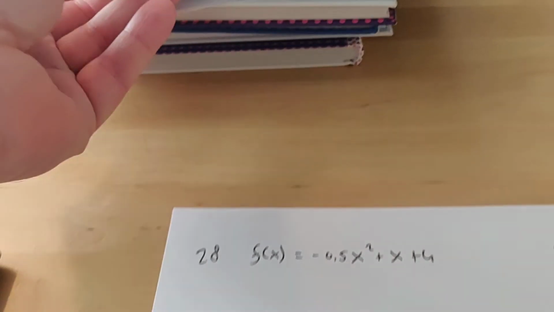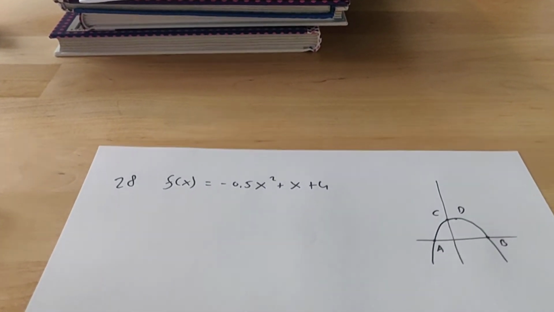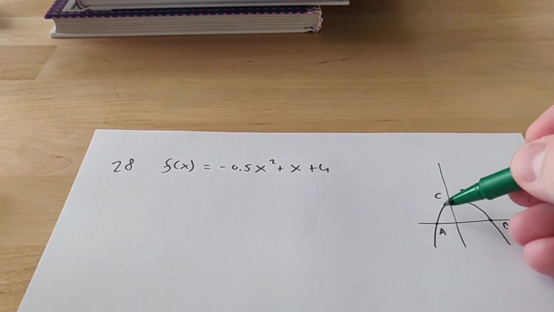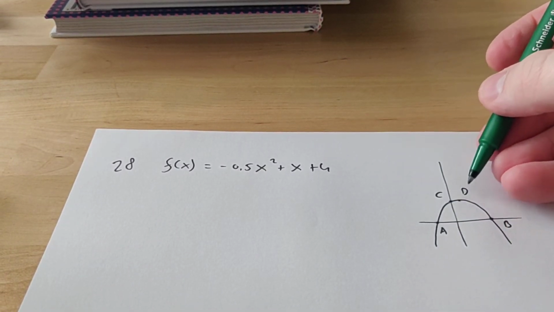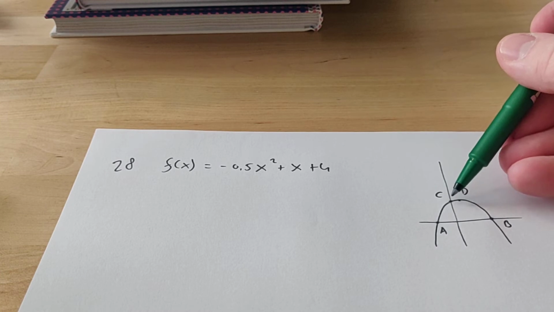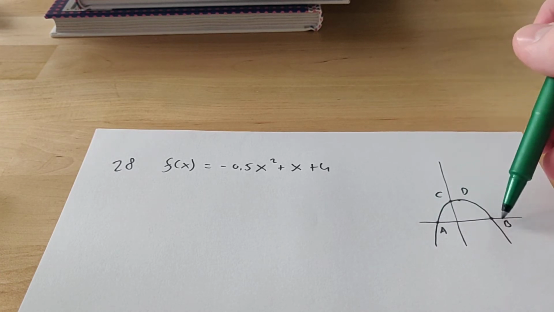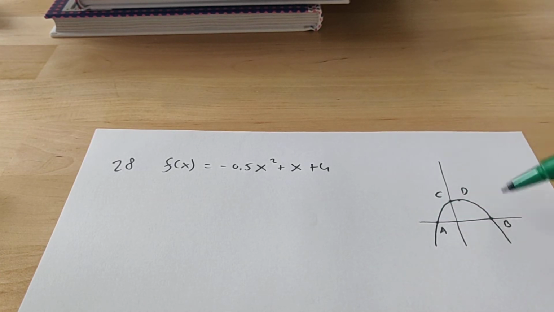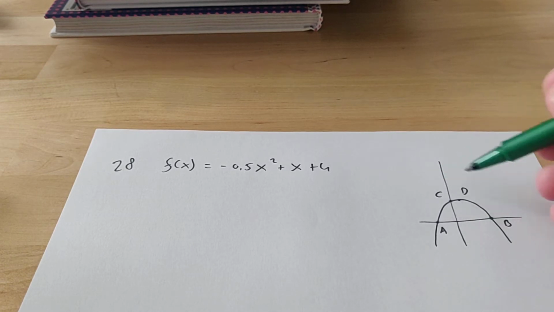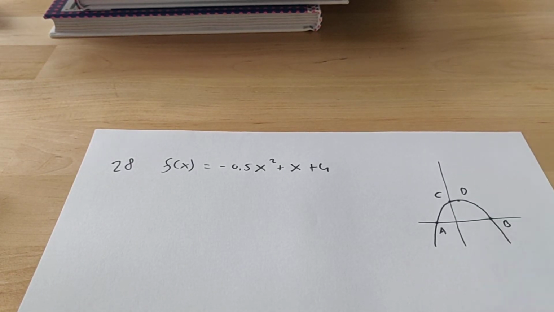So over here I wrote down the formula, and also I made a little picture of a parabola, and the vertex is there, that's point D. The y-intercept is here, that's point C, and the x-intercepts are a and b. Now, this is a sketch, so it doesn't mean it's completely correct, but it gives us an idea of what we're doing. So first I'm going to calculate the x-intercepts, a and b.